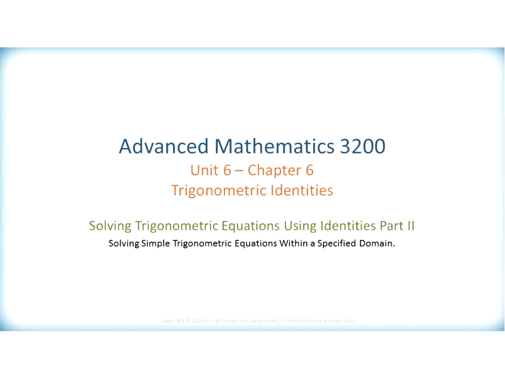Okay, in this lesson we're going to be looking at Unit 6, Chapter 6, Trigonometric Identities. We're going to be solving trigonometric equations using identities. This is Part 2. And we're going to be solving simple trigonometric equations within a specified domain.